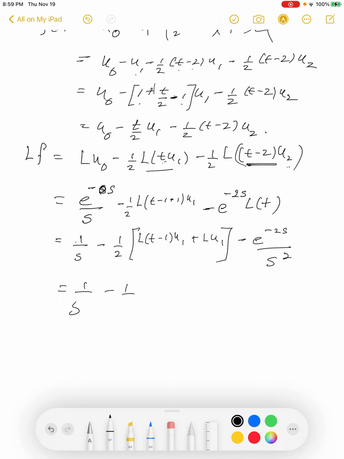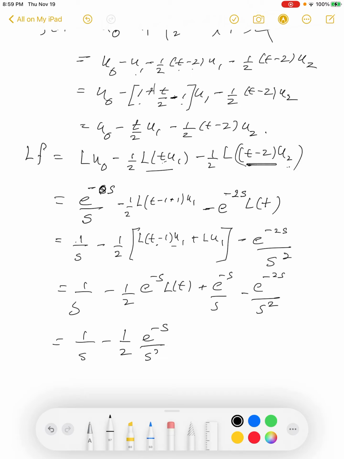And so this becomes, here your function is t. So this is e to the minus s Laplace transform of t, plus Laplace transform of u1 is e to the minus s by s, and e to the minus 2s by s square. And so the answer will be e to the minus s times 1 over s square, plus e to the minus s by s, minus e to the minus 2s by s square.